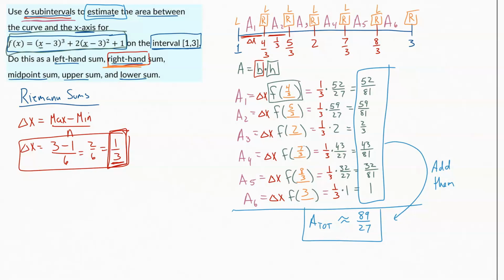So again, the process on this looks identical from each of these different sums. The only difference comes when you're finding that height right there and when you choose your evaluation point. That will be the piece that changes from problem to problem.